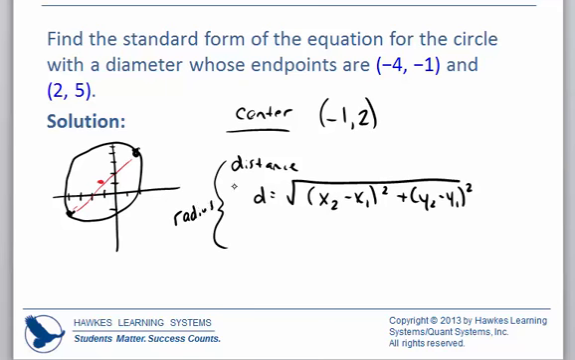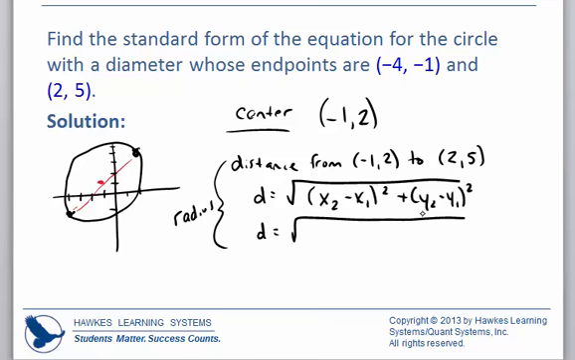Now we want to go from the center to either point on the outside. It doesn't really matter which one I use. I'm going to use the (2, 5) simply because the numbers are positive and I would expect it to be a little bit easier. And so let's plug in. x2 would be 2, x1 would be negative 1, y2 would be 5, and y1 would be 2.